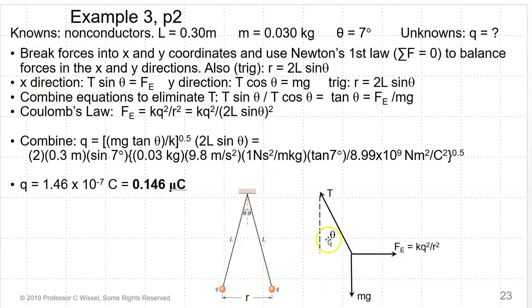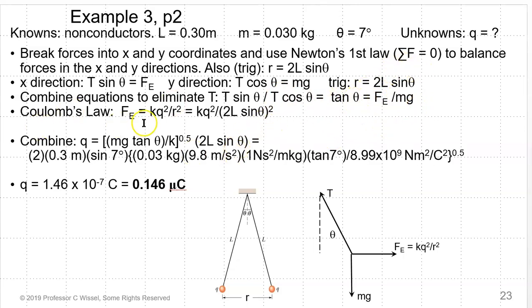In the x direction, we have T times the sine of theta equals Fe. In the y direction, we have T times the cosine of theta equals mg. And we still have the trig, r equals 2L sine theta. We can combine equations. If you take the sine and divide it by the cosine, T sine theta divided by T cosine theta, of course the T's will drop out, and you wind up with tangent theta. That will equal Fe divided by mg. And then we can substitute in here.